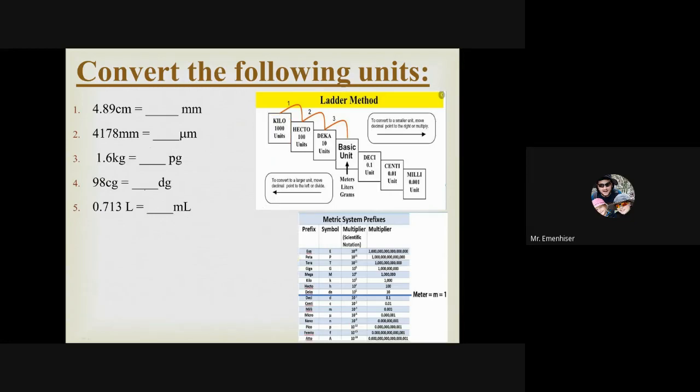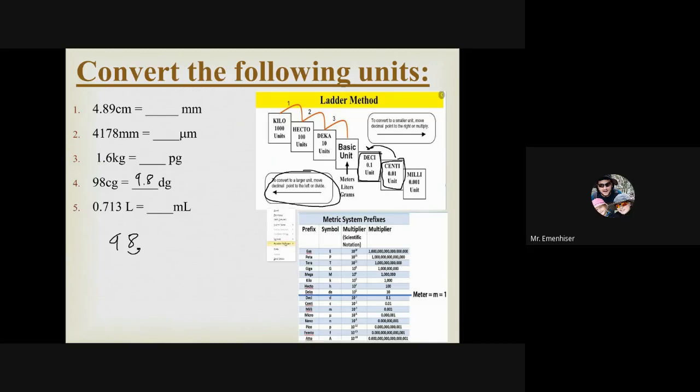98 centigrams to decigrams. We can use this chart here. Here's centi. Here's deci. So we're going from here to here. So we're doing this. We're going to move the decimal place to the left. So 98 with the decimal right there. Let's move it to the left one place. Boom. 9.8. Done. All right, next one.